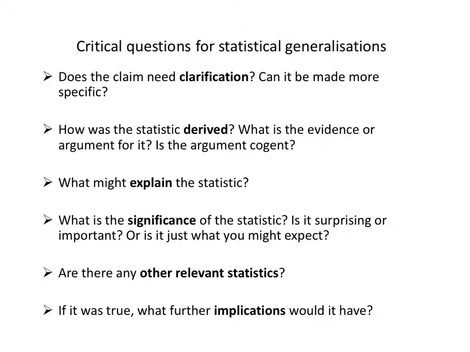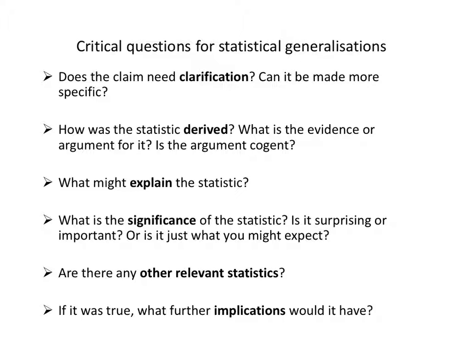So if you can't use the technique of counterexamples to evaluate statistical generalisations, then how can you think critically about them? Well, here are a number of different kinds of questions that you can ask about statistical generalisations. You can ask whether the claim needs some clarification. Is it vague or ambiguous in some way? Can it be made more specific? You can ask questions about how the statistic was derived, what the evidence or argument for it was. If it came from a sample, you can ask questions about the representativeness of that sample, as we'll see when we come to talk about those arguments.